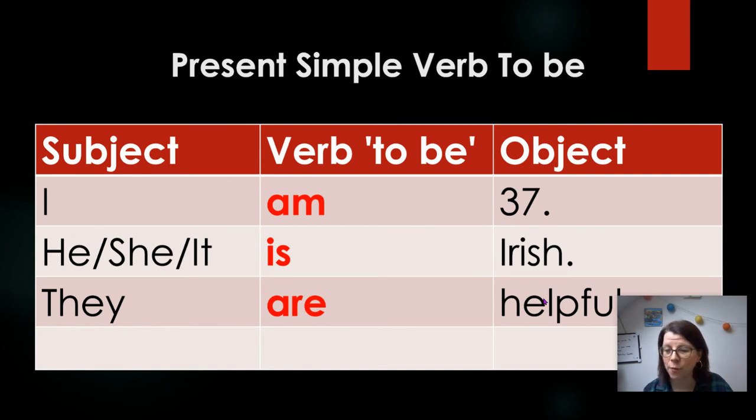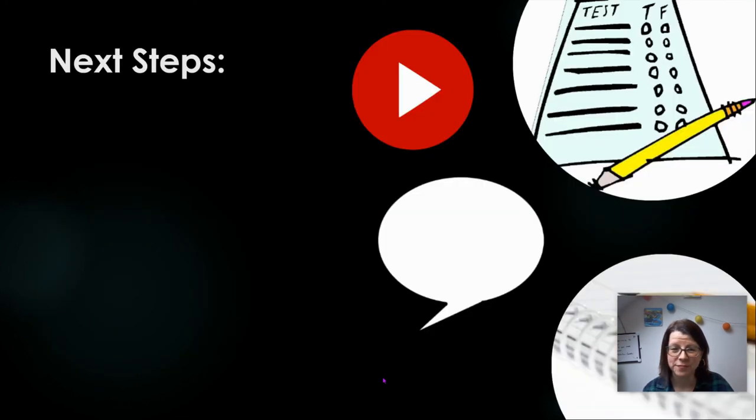They are helpful. So you can see that the verb to be for I is am, for he, she, and it is, and they is are. So the verb to be changes. We need to remember this and practice this when we're learning English.